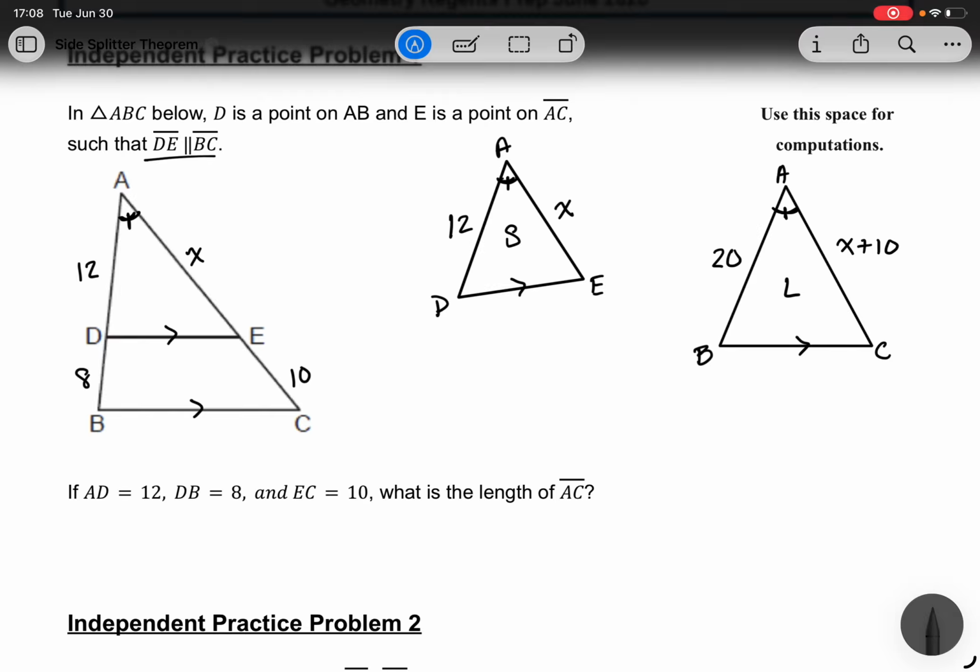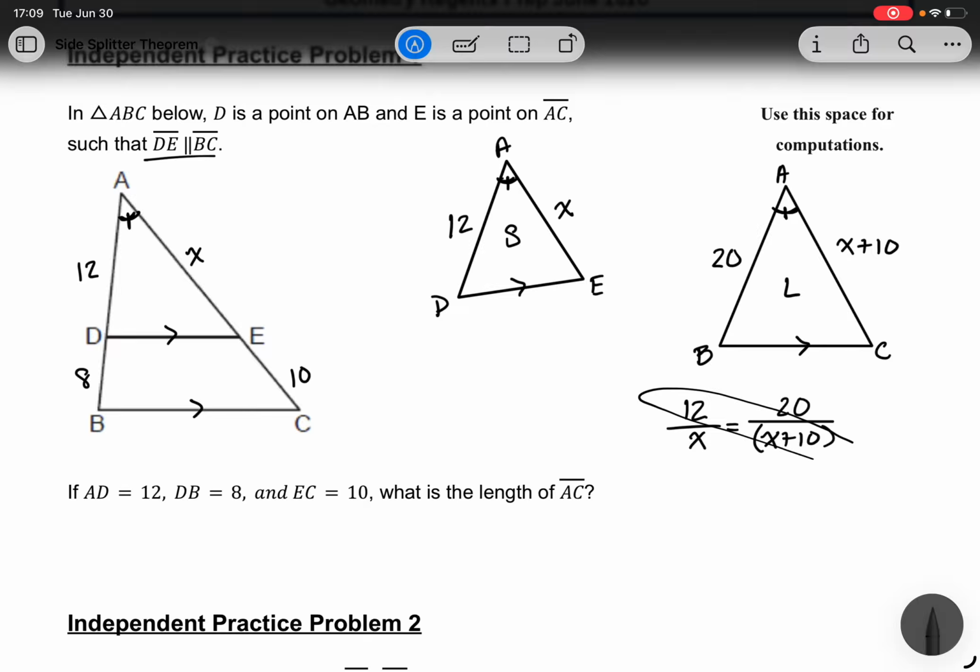Now we can set up our proportion. I'll switch it up this time. Let's do small triangle over small triangle and then large triangle over large triangle. So 12 over X equals 20 over X plus 10. You'll still get the same answer as long as the sides are proportional. So if you chose to do 12 over 20 equals X over X plus 10, you can do that as well. It's going to give us the same thing each time.